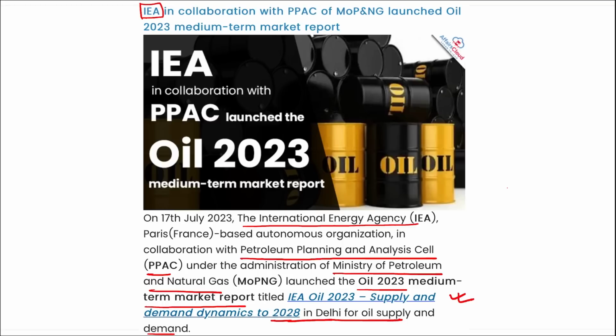This report is basically telling about the oil demand till 2028 in Delhi region, right? And that states how much oil will be required to meet the daily demand of electricity, or say, for example, if we are talking about petrol and diesel, right? So how much amount of oil will be required? What is the supply and what is the demand?